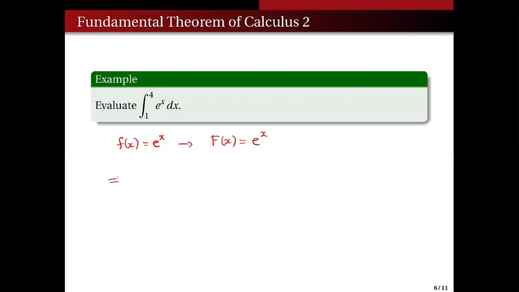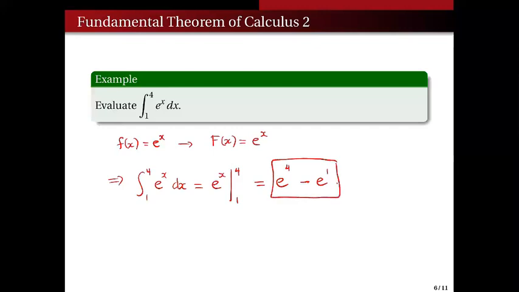Therefore, we have the integral from 1 up to 4 of e to the x dx. This is simply e to the x evaluated at 1 and at 4. And this equals e to the 4 minus e to the 1. So this is the answer to that definite integral.